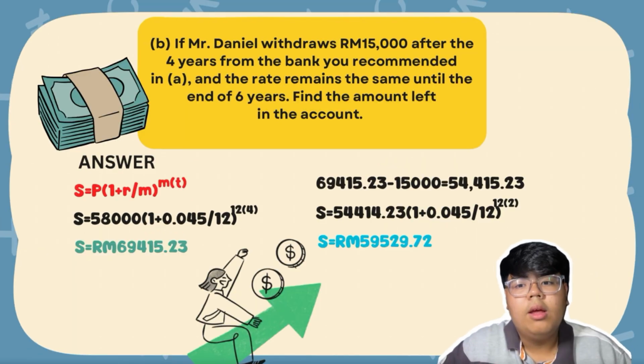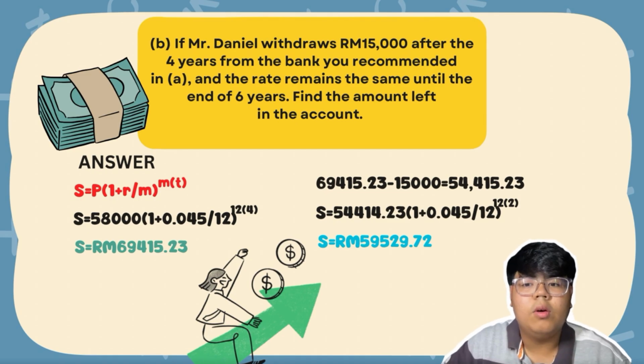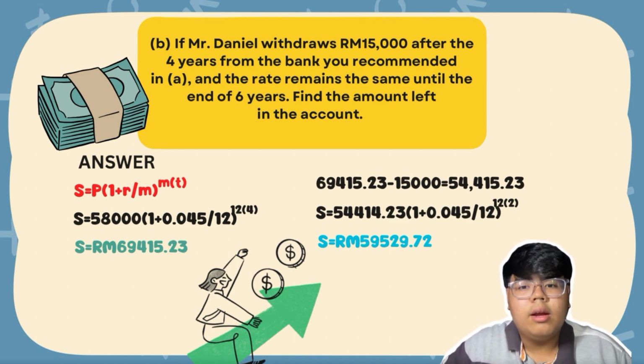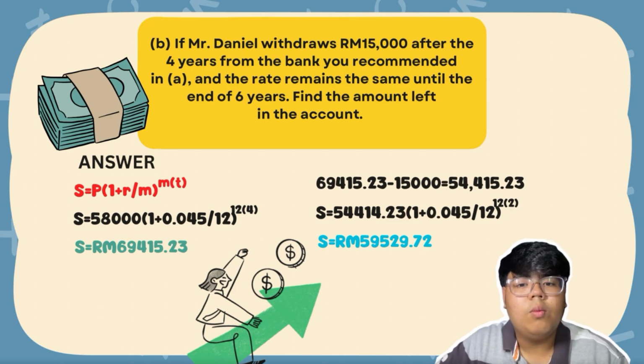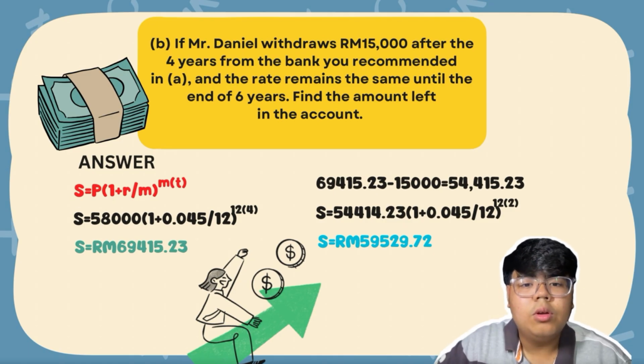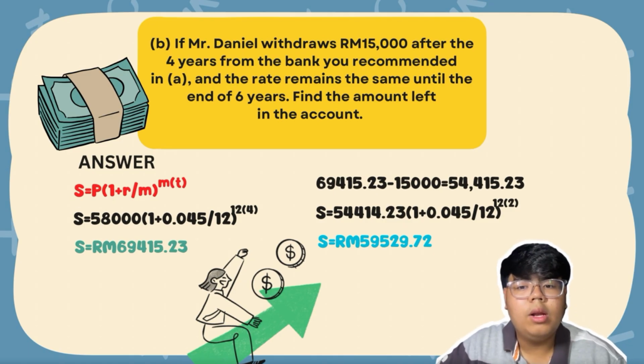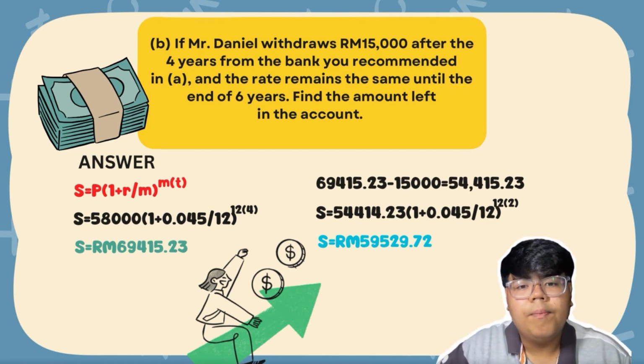For question B, after 4 years, Mr. Daniel withdraws 14,000 ringgit from the Omega Bank account and the rate remains until the end of 6 years, which is 2 years more. So we need to calculate with a different T. We will use the same formula as question A. For the first calculation we use 4 as the T.